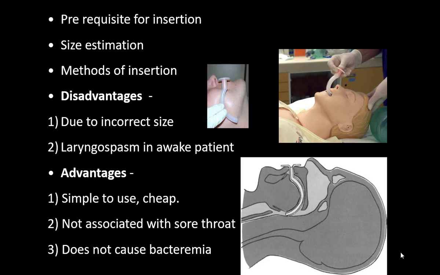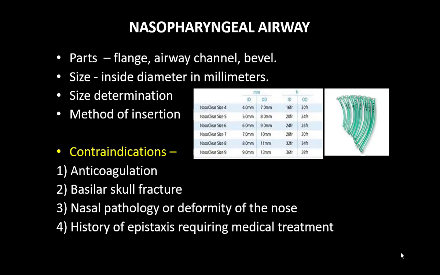So what are the disadvantages? Due to incorrect size, it may cause airway block and it may cause laryngospasm in some awake patients. Advantages are simple to use, cheap, not associated with sore throat, and does not cause bacteremia. Next is nasopharyngeal airway. It also has three parts: flange, air channel, and bevel tip.